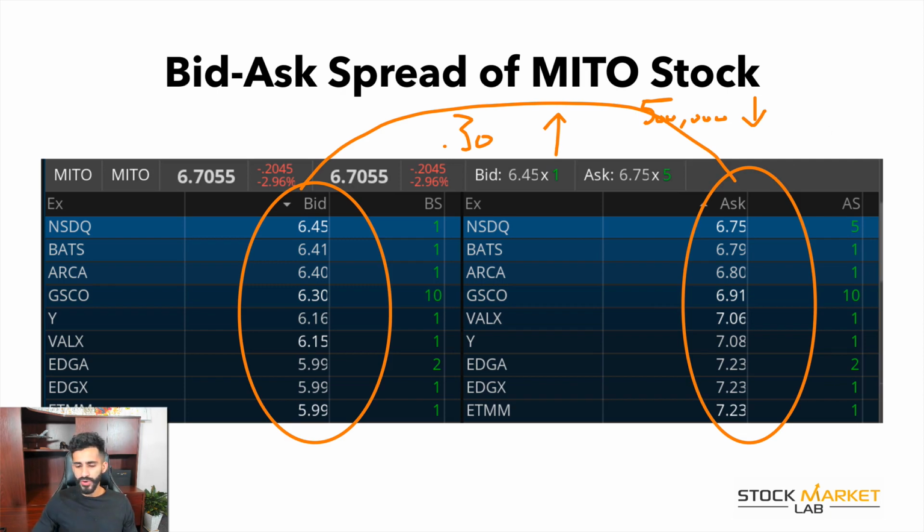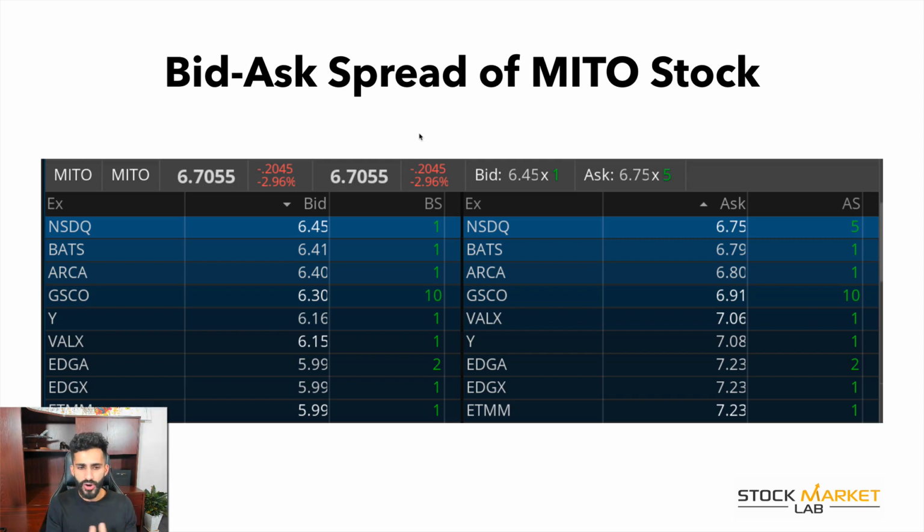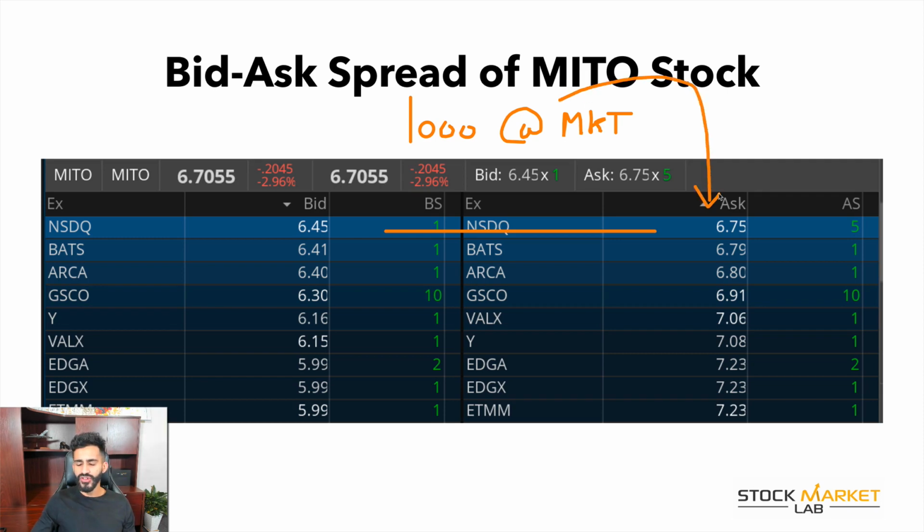What a lot of people don't understand is, when they open up a stock chart, they look at it and say, wow, this chart looks amazing. They don't really understand the spread. So that person might say, I want to buy 1,000 shares at market. Since you want to buy 1,000 shares at market, the system is going to hit the ask price. Once the system hits the ask, you're going to get it for 675, 679, 680, and a little bit at 691 until you get your 1,000 shares.